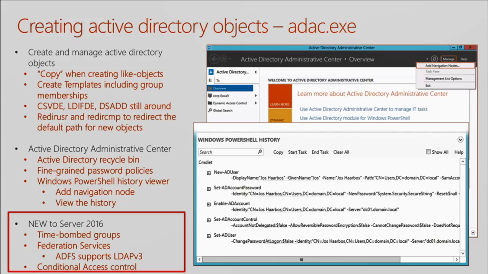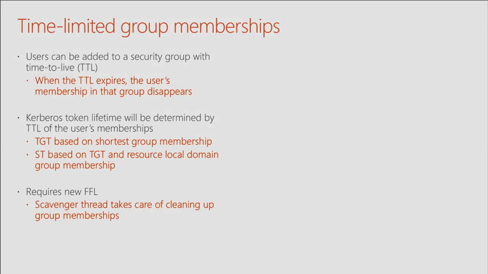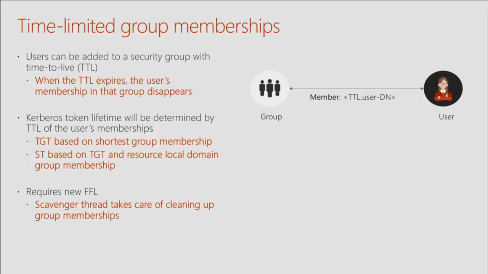The point here is make sure that you're thinking about Active Directory Administrative Center. It's going to be a big piece of this puzzle. I mentioned the TTLs, or time to live, time-limited group memberships. Again, this is a way of controlling who has access. So if we take, for example, a group, we're talking about a ticket granting ticket, what we call a TGT, and it's based on a short group membership. And then we have the user that needs access to a specific resource. We're going to give them access to that group using the TTL, time to live option.